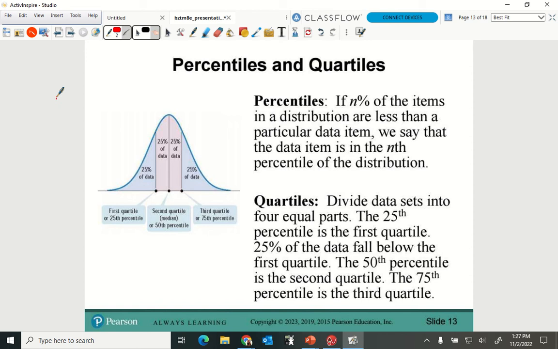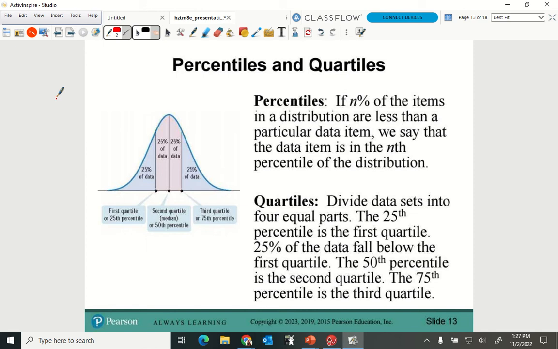Okay, for all you people following along and paying attention, this one is kind of annoying because it's a lot of words, but then it will make sense at the end, hopefully, if you guys are following along. So we're going to talk about percentiles and quartiles. A percentile is the percent of the items in a distribution that are less than a particular data item. We say that the data item is the nth percentile.